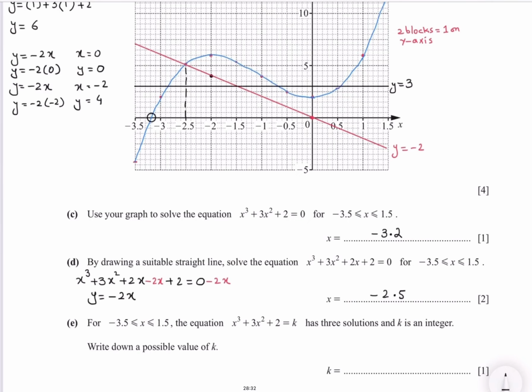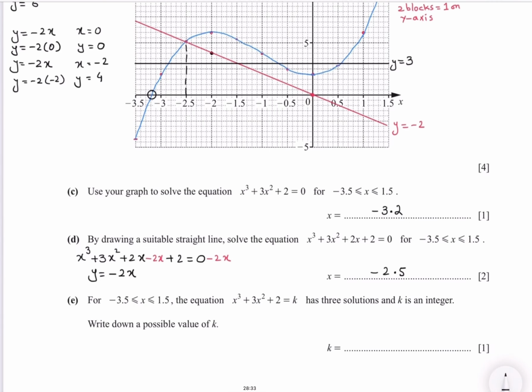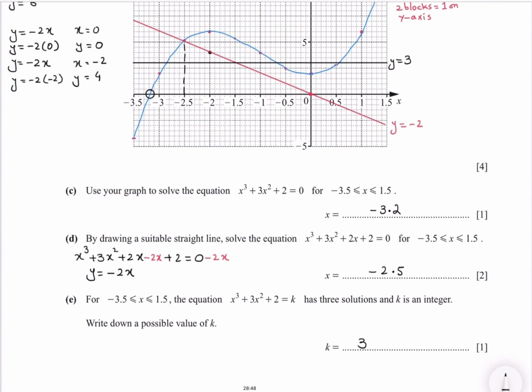So he said write down a possible value of k. So you can write k is equal to 3. So if anyone writes k is equal to 4, he would also be considered as the correct answer. Whoever is writing k is equal to 5, that is also a correct answer. So k is equal to 3.